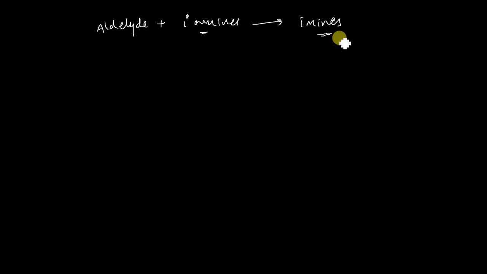So we can also do the alkylation process with the aldehydes and the primary amines, which generally gives you imines. We have already discussed that the primary amines are not suitable substrates for the generation of enamines because the imine has more stability than the enamine during this condensation process.